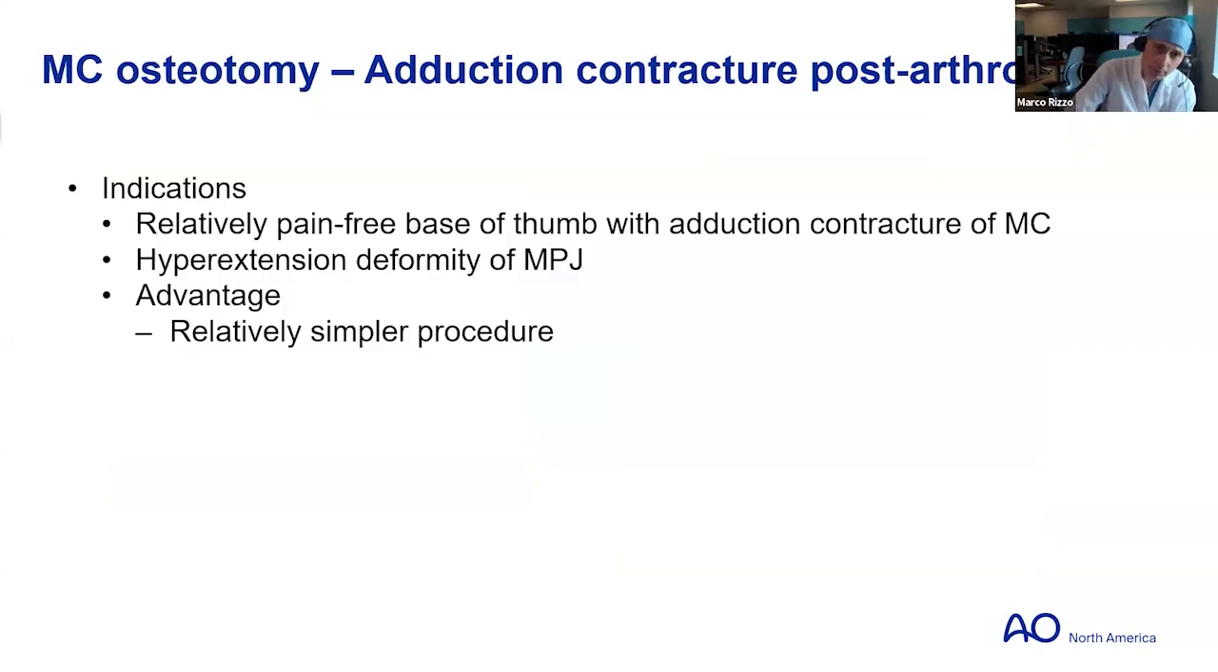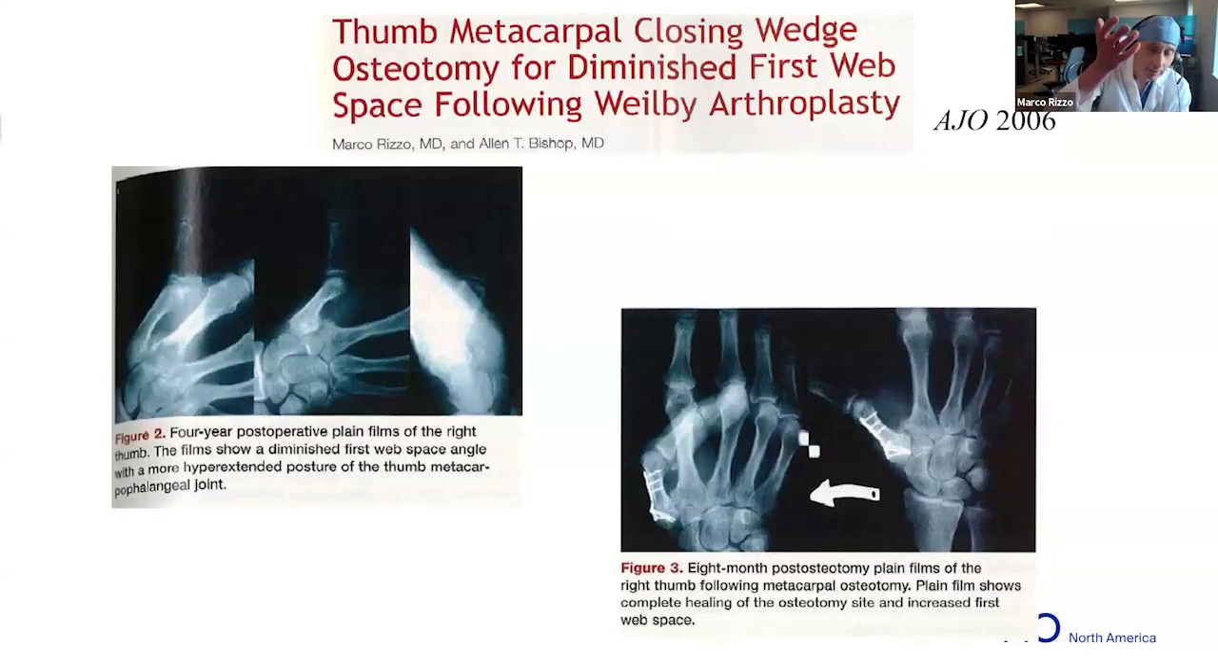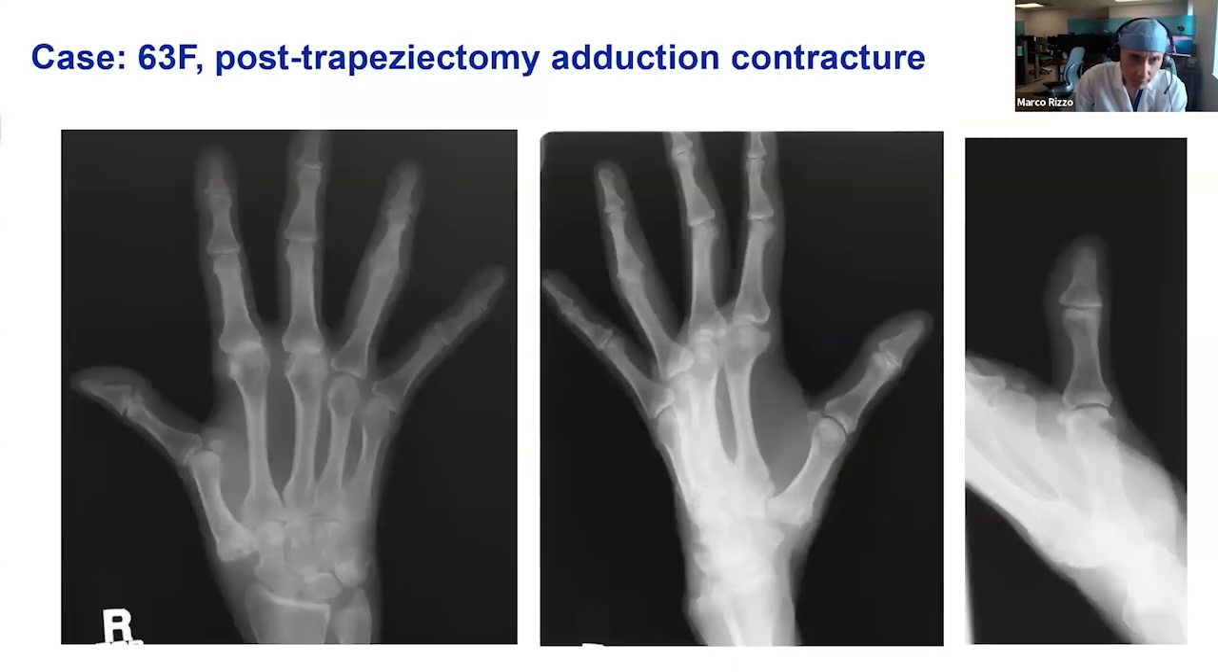Interestingly, you can also use it for people who have adduction contractures after arthroplasty, like after a Wilby or after an LRTI. So this is another example of a way to address MP hyperextension in a pain-free base of the thumb that has an adduction contracture, and is an alternative intervention rather than MP fusion, which is commonly done in this case. This is something I learned from Alan Bishop. When I was a fellow, we had a case like this, and we actually wrote it up, and it actually does work for these patients. And here's a case example of someone like that.